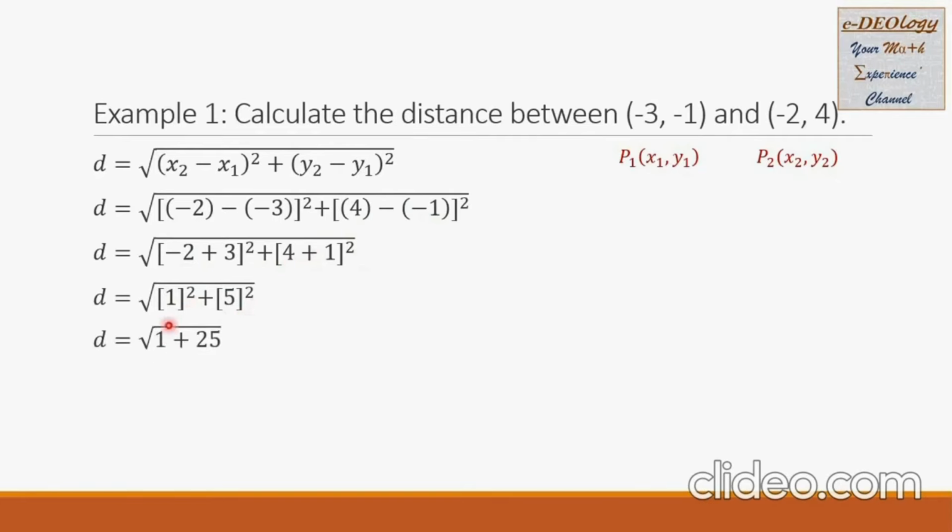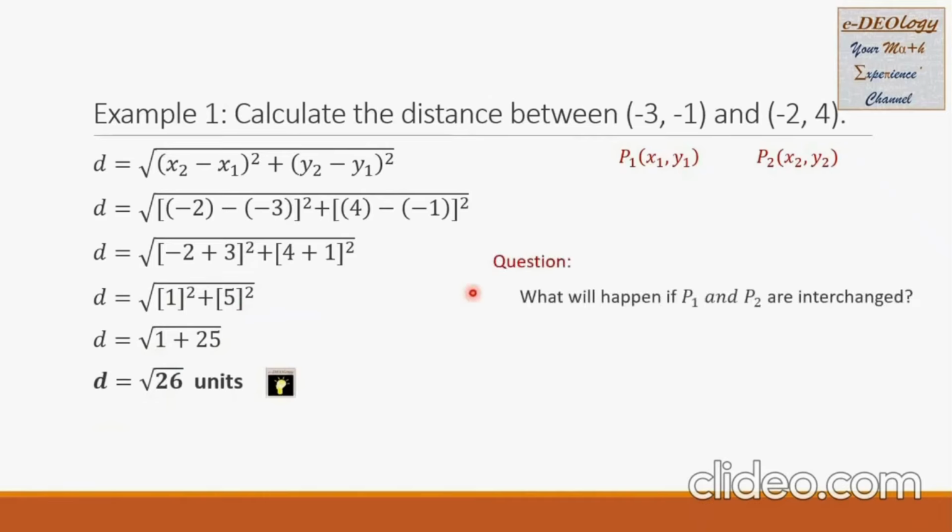Then we simplify the squares now. 1 squared is 1 plus the 5 squared is 25. So 1 plus 25 is 26. So the distance is equal to the square root of 26. We put the word units, and this is our final answer.